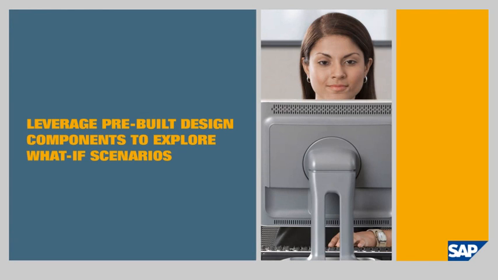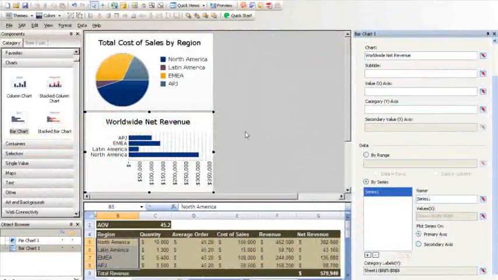Leverage pre-built design components to explore what-if scenarios. To take this visualization beyond simple charting, our next step will be to add a what-if scenario. In the spreadsheet, all the average order values for each region are derived from a single worldwide average in cell C2. We can attach a dial to this worldwide average and enable users to adjust the value, which will recalculate all of the downstream dependent numbers, such as revenue and net revenue for all regions.